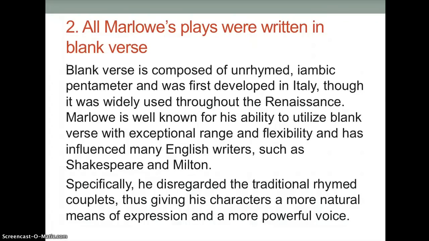It allowed him an extraordinary range and flexibility, and most importantly, when he disregarded the traditional rhymed couplets that were previously dominant, his characters were able to have a much more natural voice and expression. So it was much more powerful. His soliloquies are famous examples of blank verse.